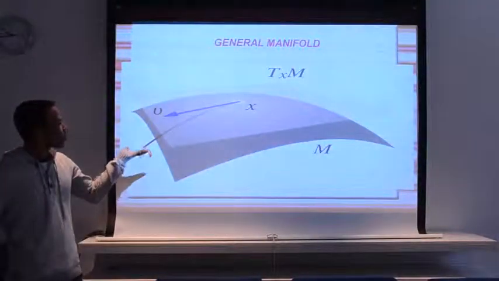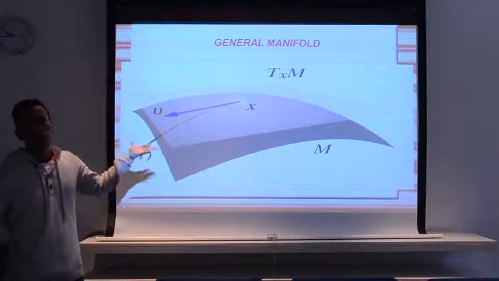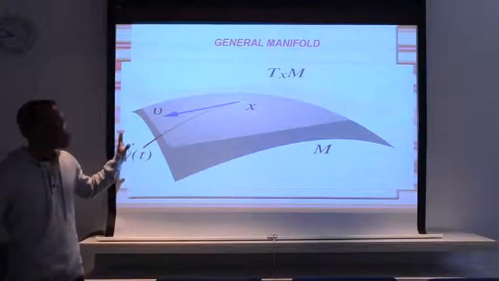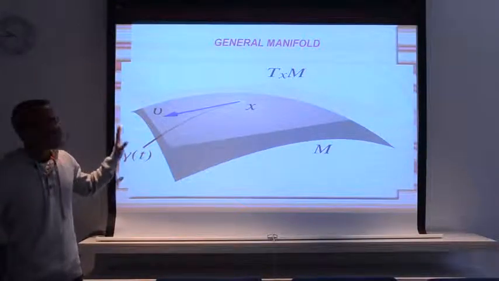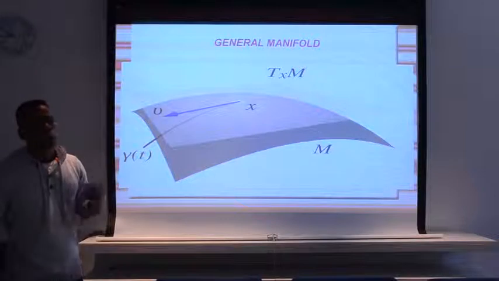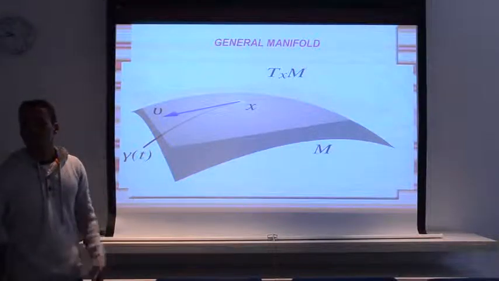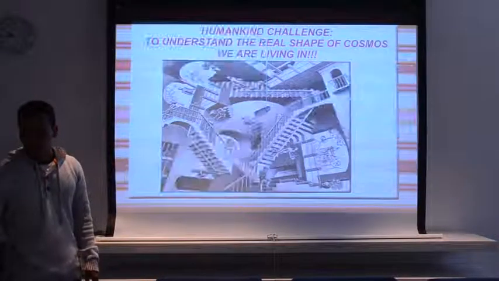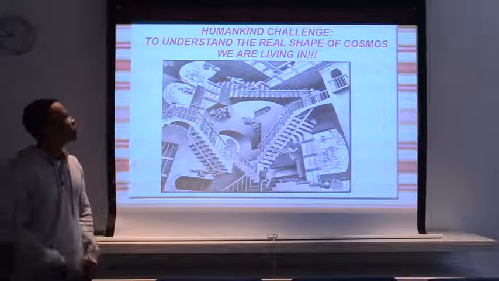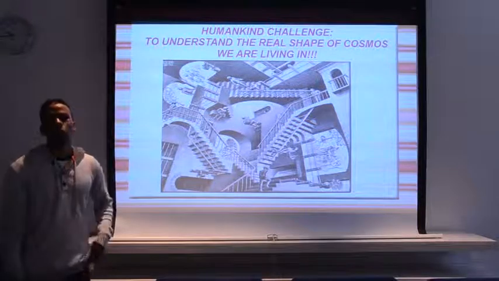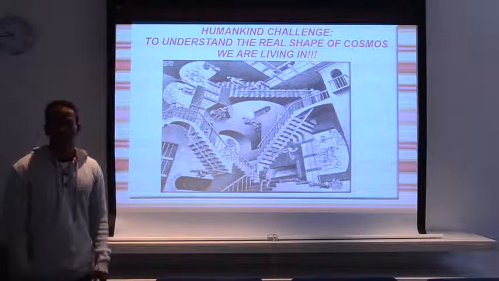And in the general manifold we have this situation. Of course, the intuitive approximation is as I showed recently. This is the whole change. What is the real shape of our universe? Thank you very much.